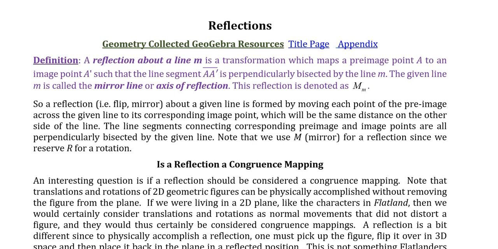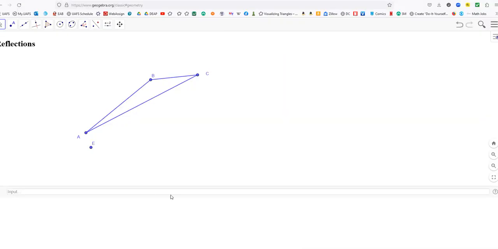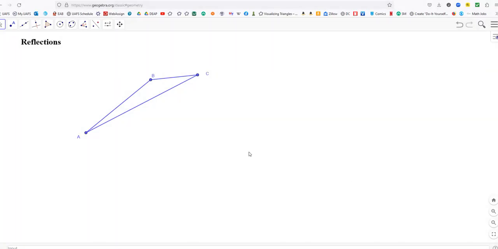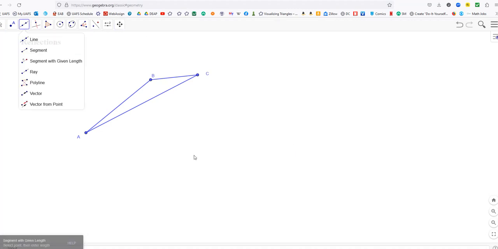Okay, and let's take a look right away at that in GeoGebra. So here we're looking at reflections. Here we have a preimage. Now, by the way, remember to talk about a particular transformation, we have to specify the defining parameters. Like for a translation, we had to specify which vector we were translating by. And for a rotation, we had to specify the center point and the angle. For reflection, we have to specify where the mirror line is.